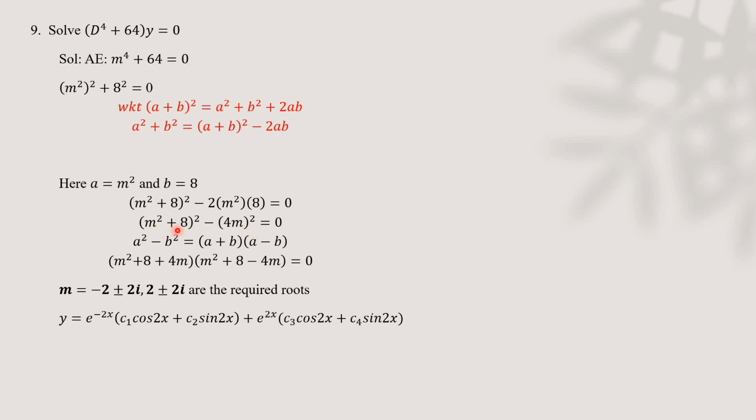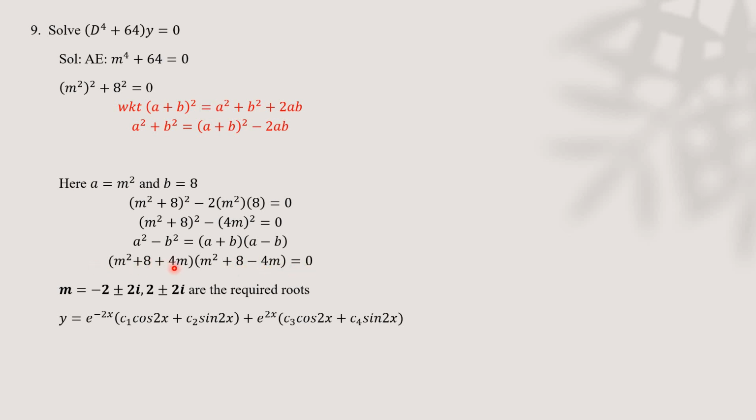So the problem has been reduced to a square minus b square equal to 0. Now a square minus b square is a standard form. We can write that in terms of factors called a plus b into a minus b. So therefore, substituting a value as m square plus 8 and b value as 4m, I'm going to get m square plus 8 plus 4m and another factor as m square plus 8 minus 4m equal to 0.